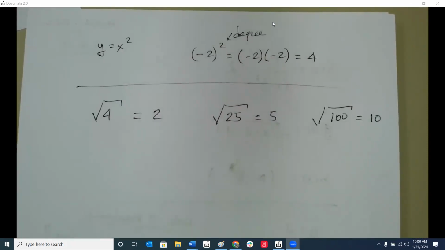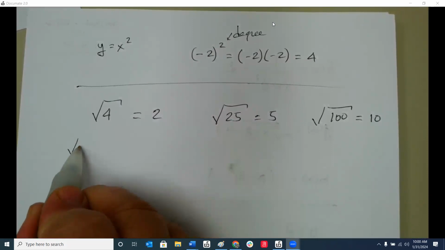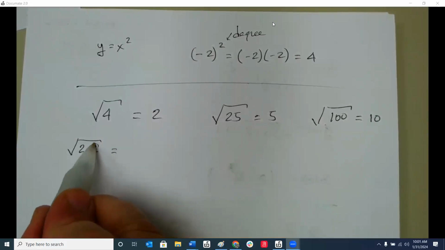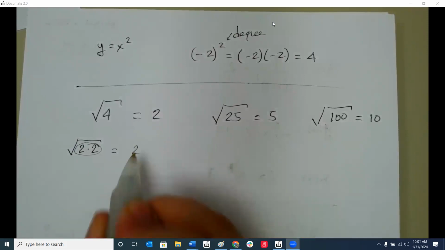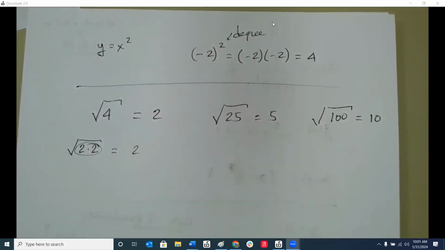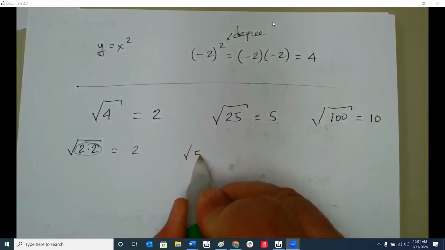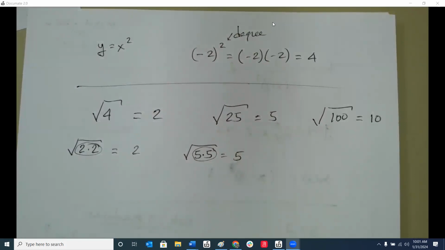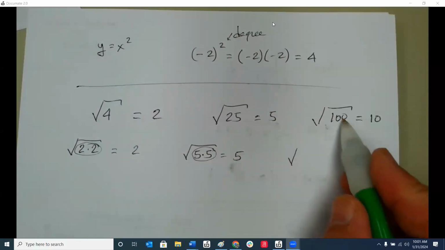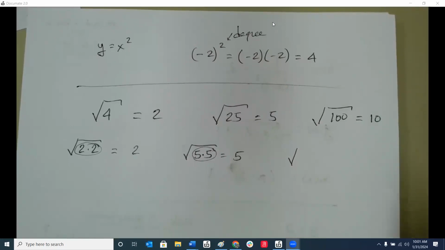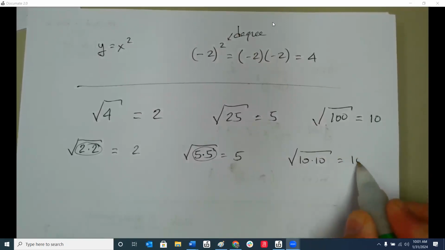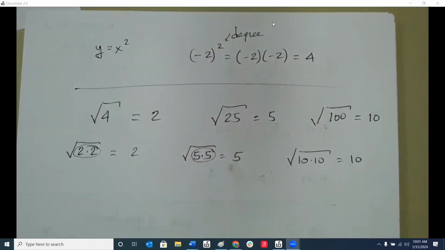Now, why is this the case? What is 4 made up of? 2 times 2. Since we have two twos, that comes out. What's 25 made up of? 5 times 5. Since there's two fives, we can pull it out. What's 100 made up of? 10 times 10, which is 10.